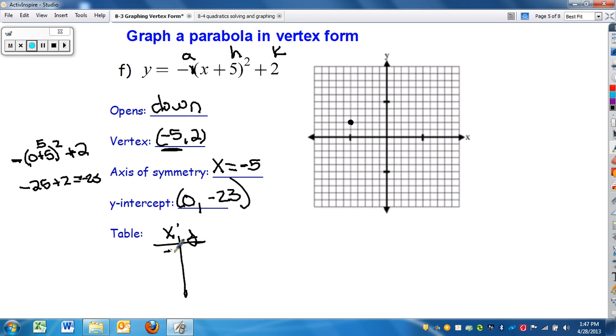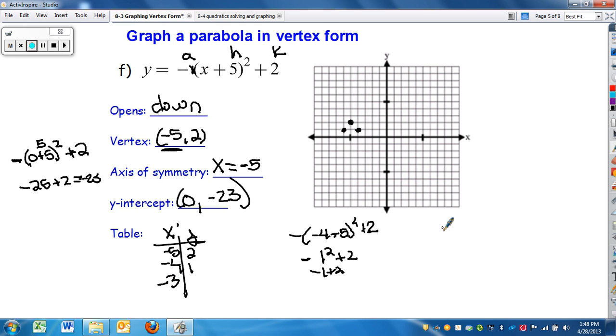So I have negative 5, 2. I'm going to do negative 4, the next x value over, or you could have done negative 6. So negative 4 plus 5, squared, plus 2. Negative 4 plus 5 is 1. 1 squared is 1, negative 1, plus 2 gives me 1. Which would make sense, those points will be there for it to open down.